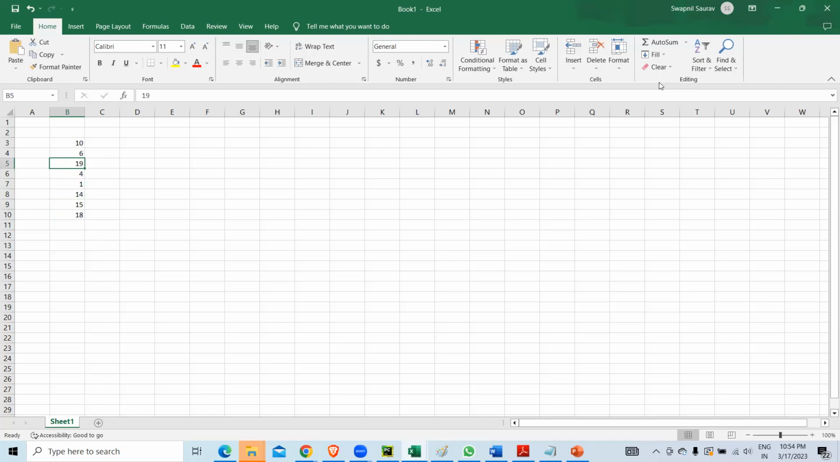So these are 8 cars I shipped or delivered today, and these are the people who had booked the car these many days before: 10, 6, 9, 4, 1, 14, 15, 18. Now I want to know how good the process is. How good is the process?